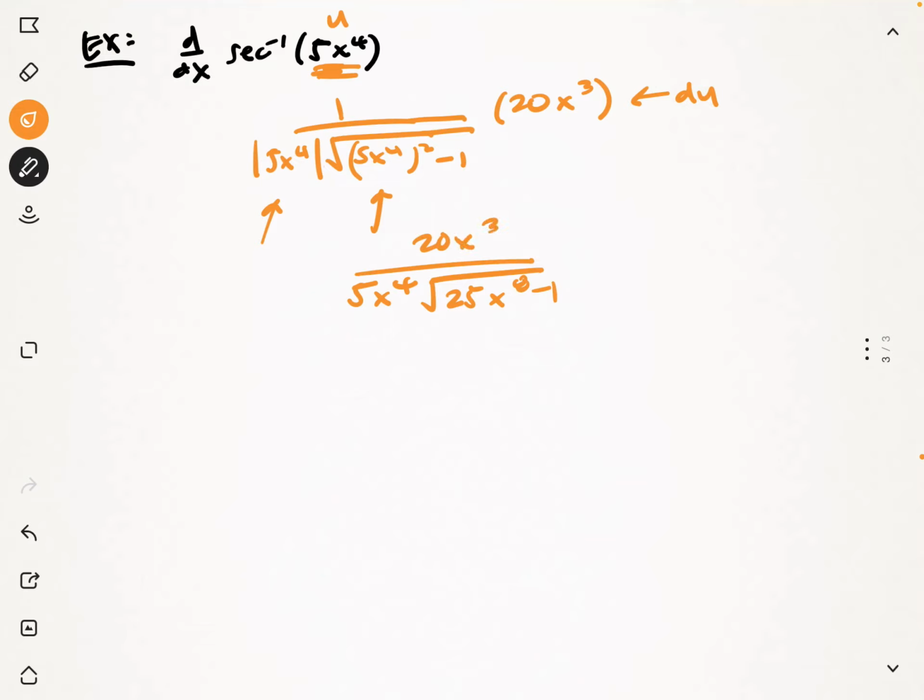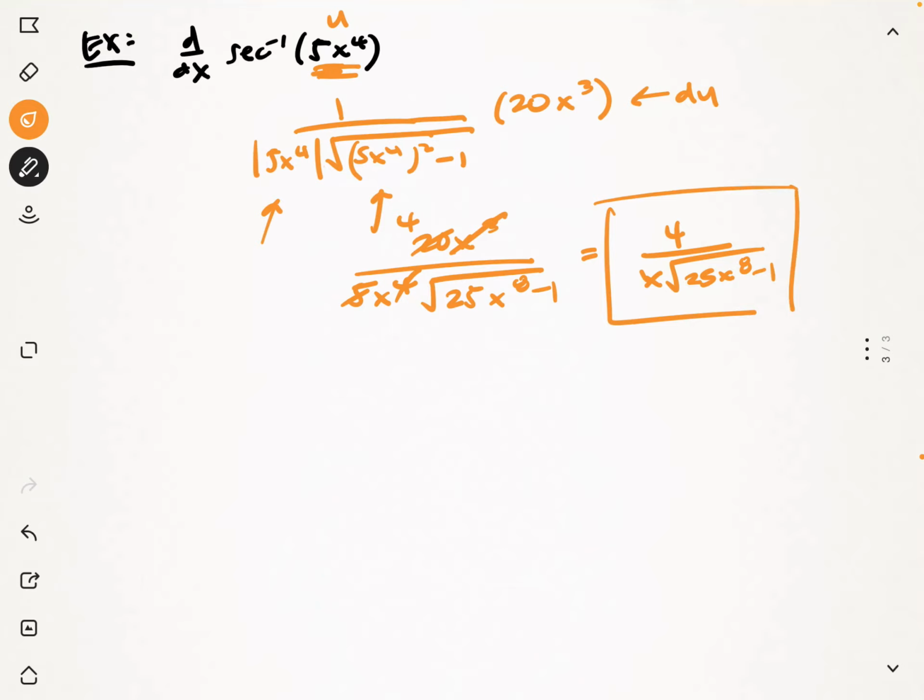So we can simplify this a little bit. 20 and 5 are divisible by 5. And then we can take all the x cubes from the top and cancel with 3 of them on the bottom. So in the end, we have 4 over, we just have that x left. And then inside our square root, we have 25x to the 8th minus 1.